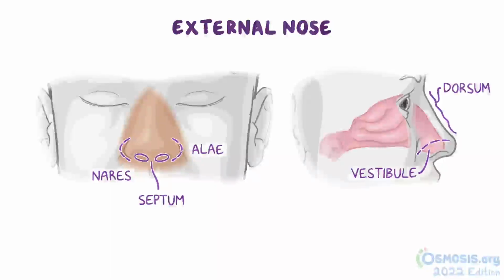The dorsum of the nose begins at the root, located between the eyebrows, and slopes downwards towards the apex, which is the tip of the nose.